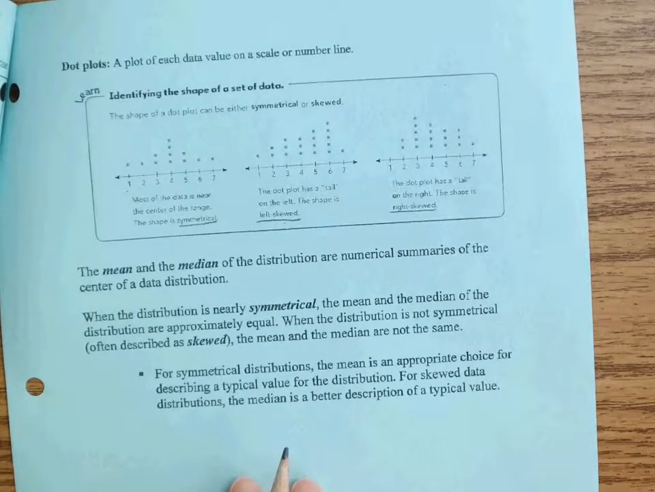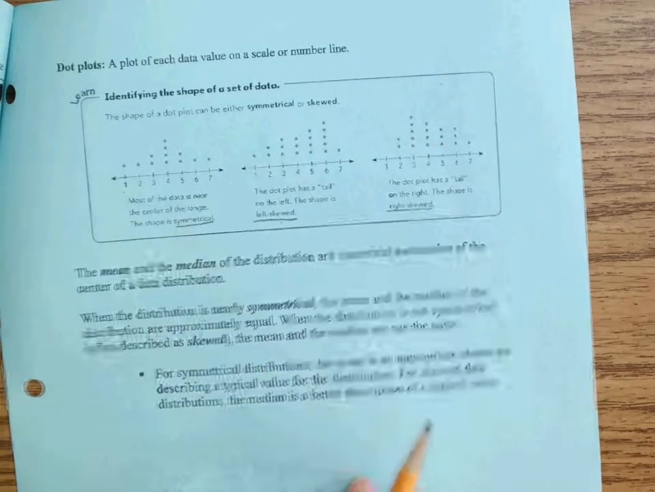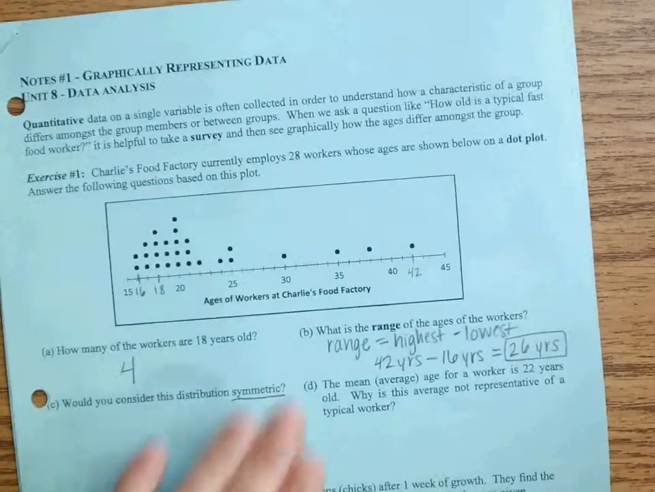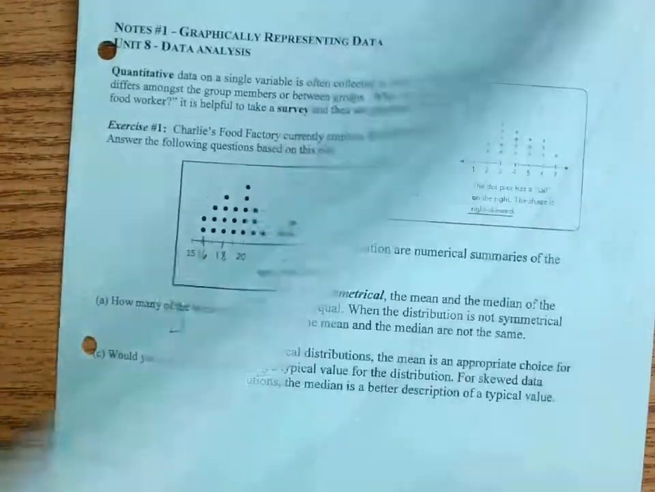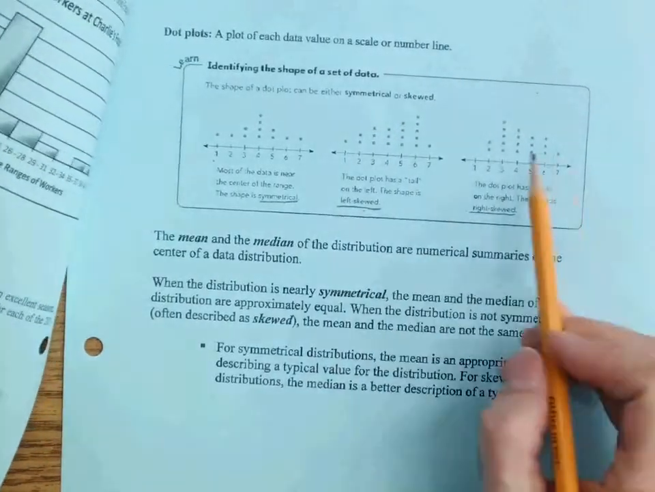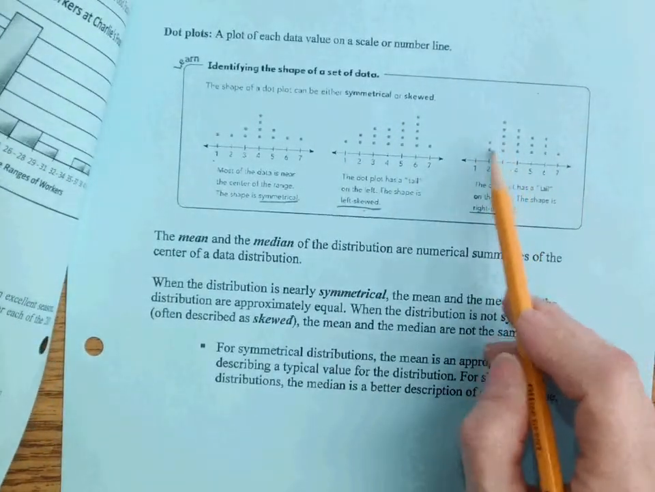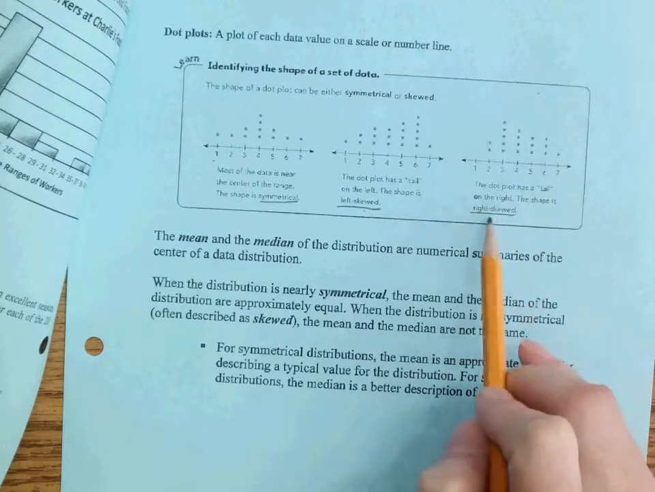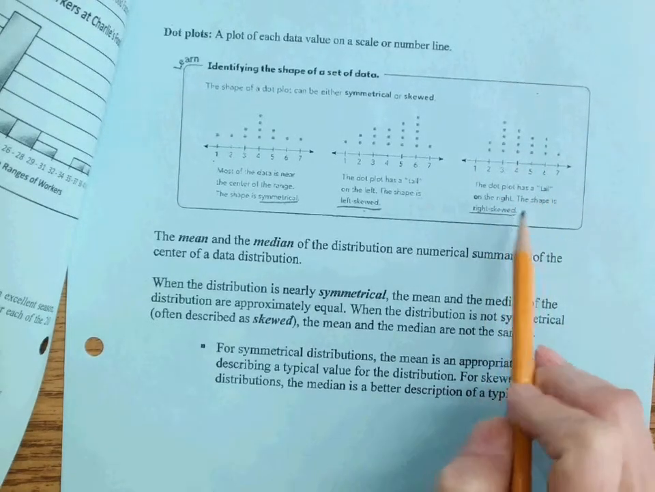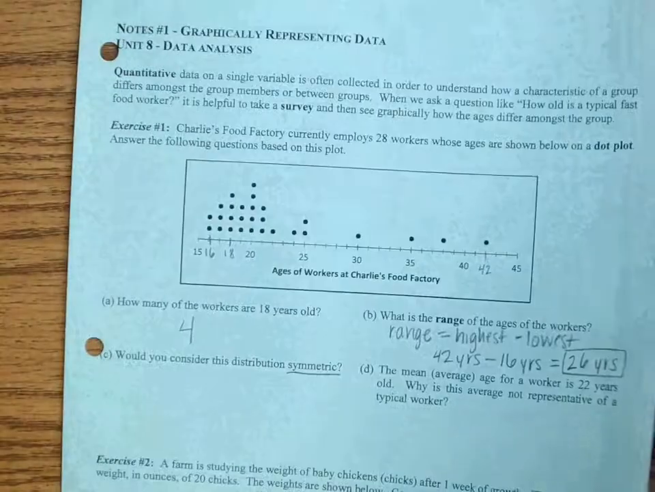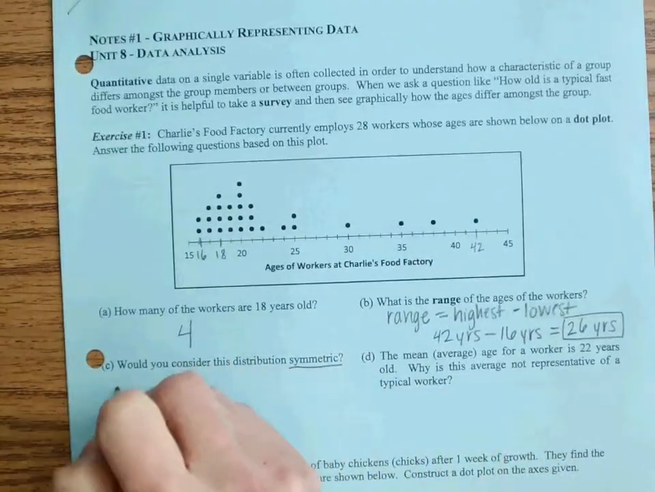I would not say most of the data is near the center of the range. The center is probably close to 30, and I would say that's not where my data lies. Most of my data lies on the left side. If most of my data lies on the left, it is called right skewed because there's a tail on the right. So let's go ahead and write that down. So this is not symmetric.